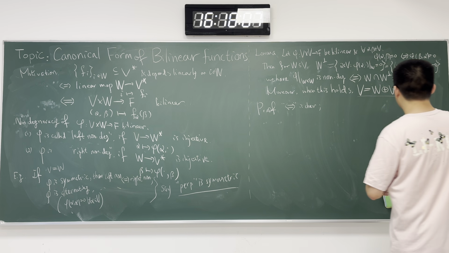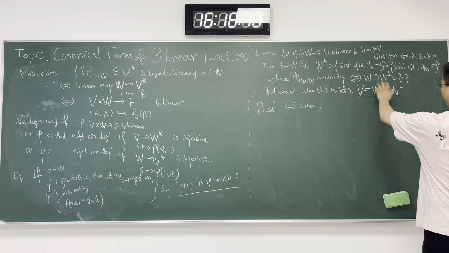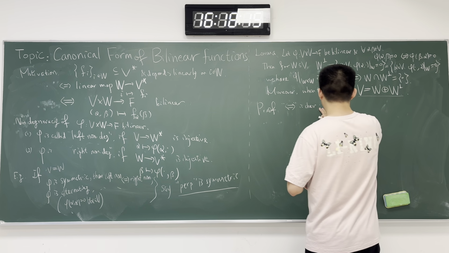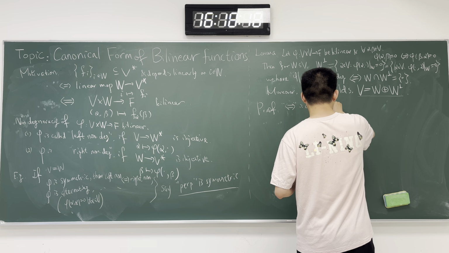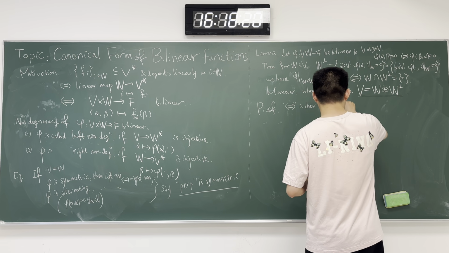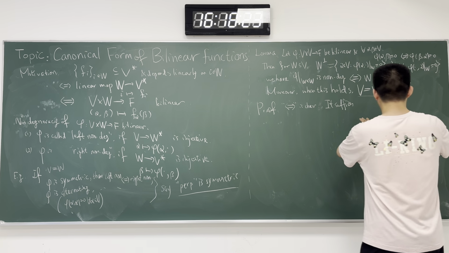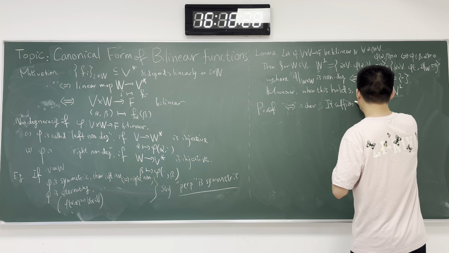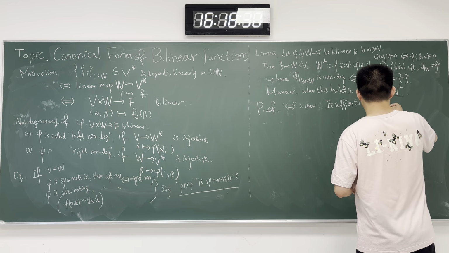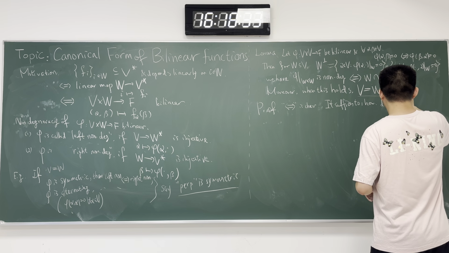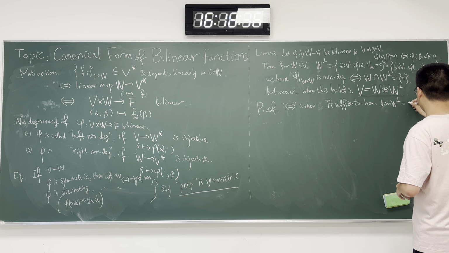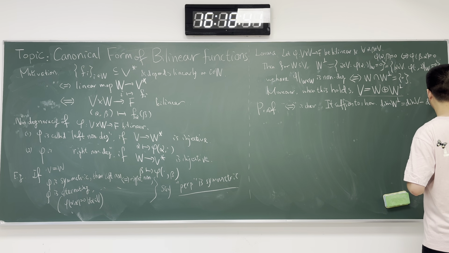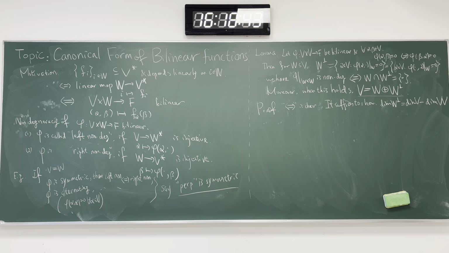So how do we do that? Since when this holds, we already have the trivial intersection of these two subspaces. So to show the direct sum decomposition, it's sufficient to show that these two subspaces have a sum of dimensions which is equal to that of V. In other words, the dimension of W perp equals the codimension of W, which is just the dimension of V minus the dimension of W.